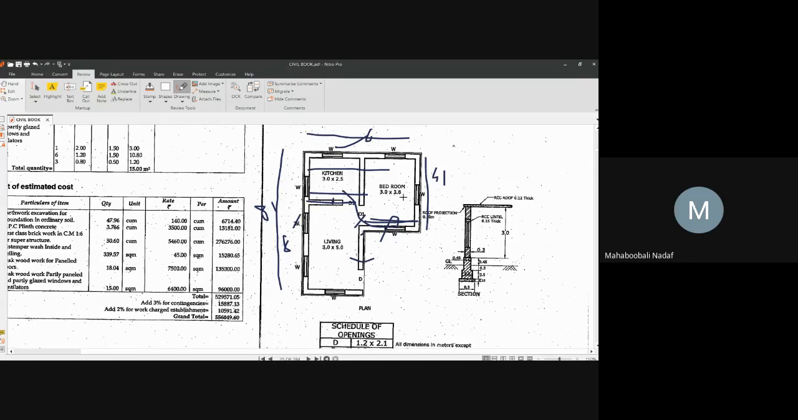Wait, 1 second. Sir, we need to add one more wall. Which one? Oh, yes, very good, very good. This one, yes. How much? 3.3, sir. So you add all the things, how much? 36.8. Very good, 36.8.